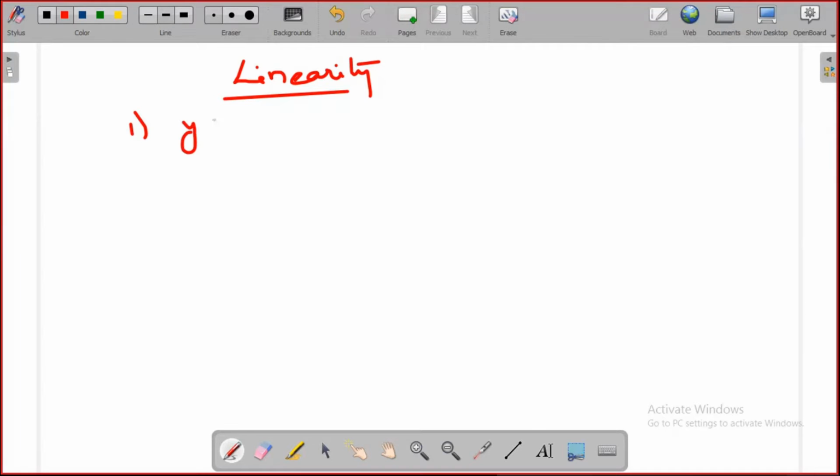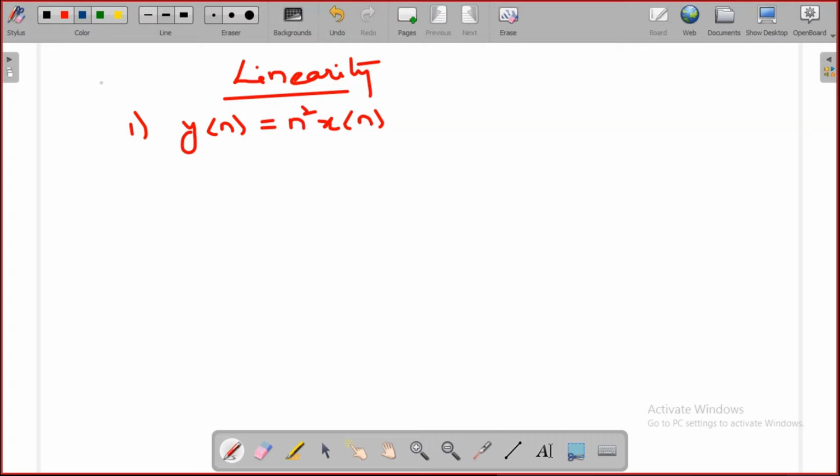y of n is equal to n square into x of n. Now, check whether the system is linear or not. What is the condition for linearity?